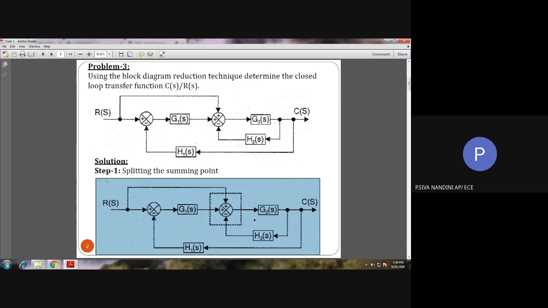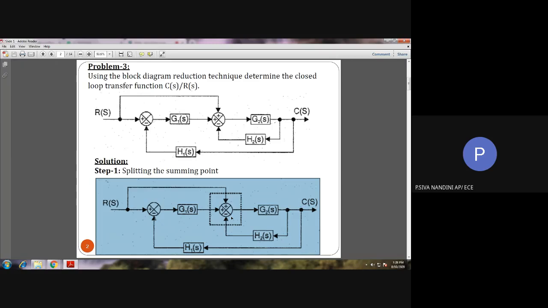First, if you see this block diagram, is there any series block? There is no such series block, and also no parallel blocks, and no feedback. Then we can see whether there is a possibility of adjusting the summing point. Adjusting the summing point means we can split the summing point or combine the summing point as per our need. Here in this block diagram we have a combined summing point with three inputs. The polarity is plus, plus, minus.